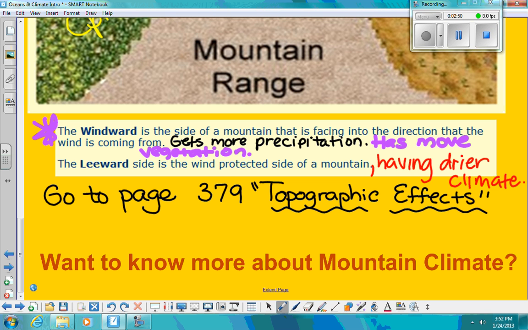The leeward side is the wind-protected side of the mountain. It has a drier climate. And if you turn to page 379 in your books, it does tell you more about topographic effects and the different climates that each side of a mountain range will experience.